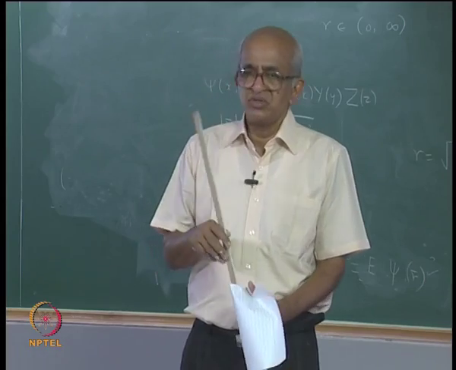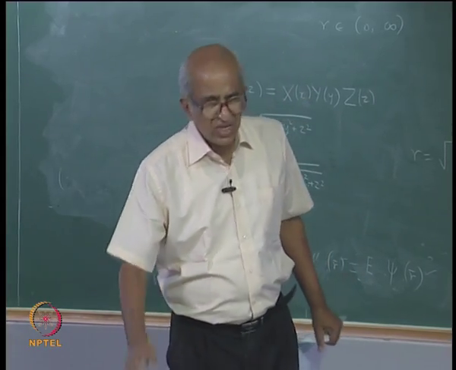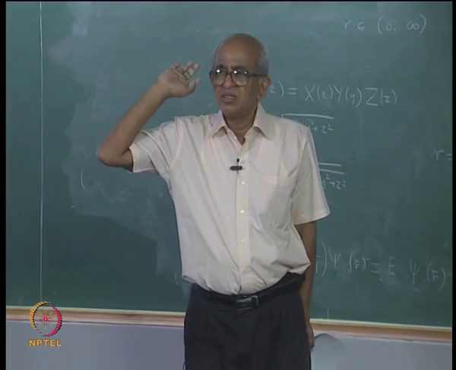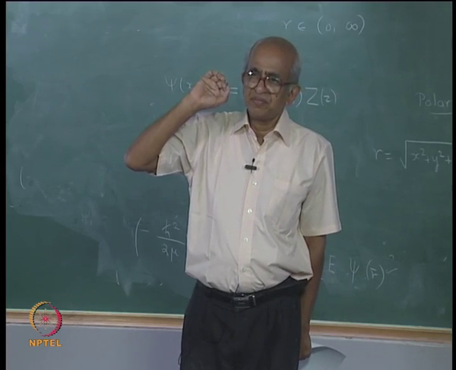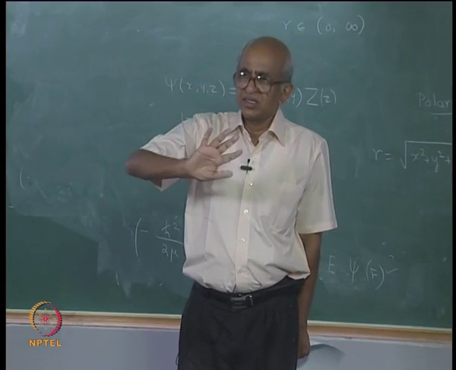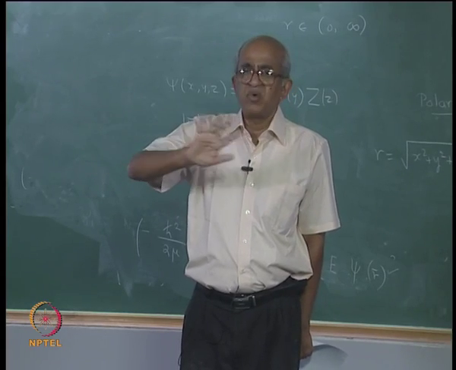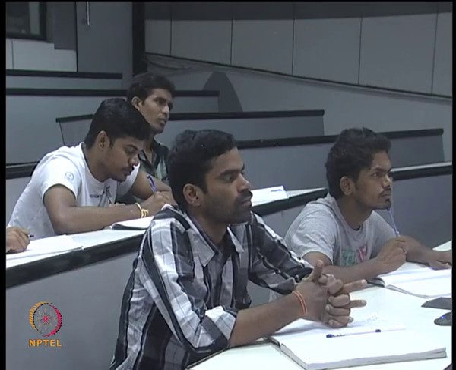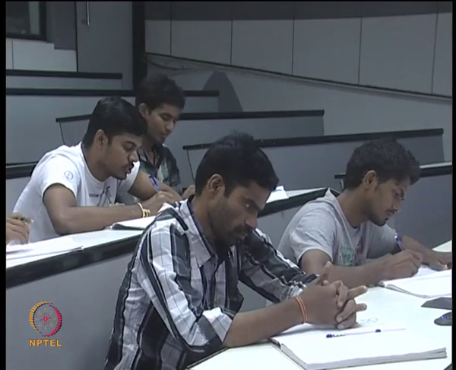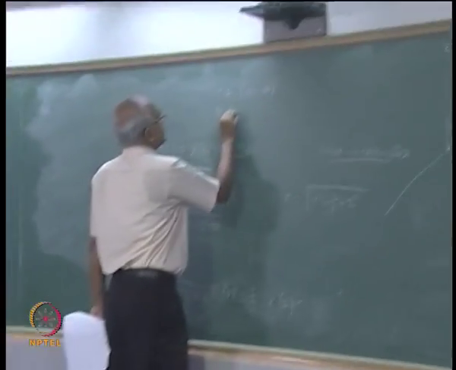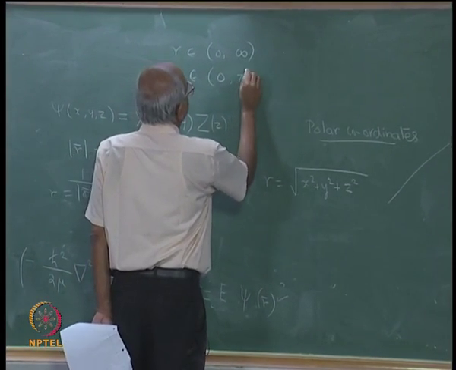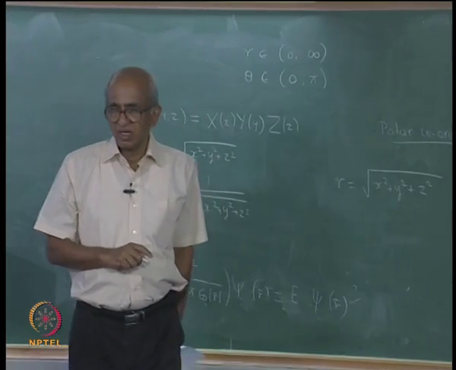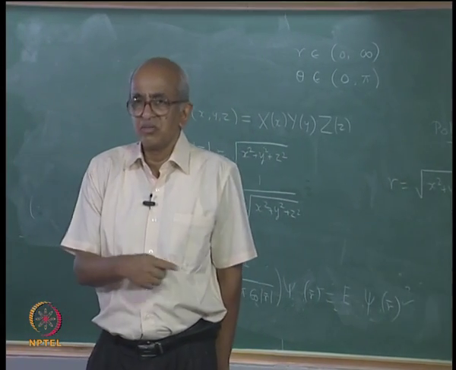So, it should be obvious to you that any point in this space has a value of theta which lies between 0 and 180, that is enough, I do not need anything more. Any point in space would have a value of theta which lies between 0 and 180 degrees. So, theta has to be between 0 and pi in radians. I was speaking in terms of degrees, but in radians it would be 0 and pi.